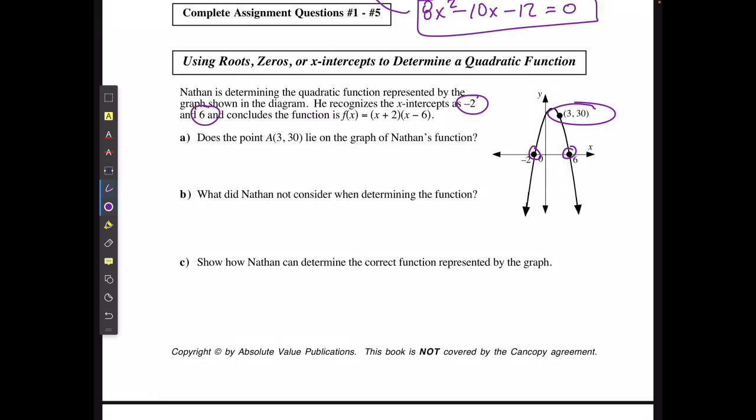Well, when I substitute this in, if I said f of 3 is equal to 3 plus 2 times 3 minus 6, replacing the x with 3, then when I actually multiply this out, I get -15. But it says that my y value should be 30. So does it lie on Nathan's graph? No. 3 and -15 lies on Nathan's graph.